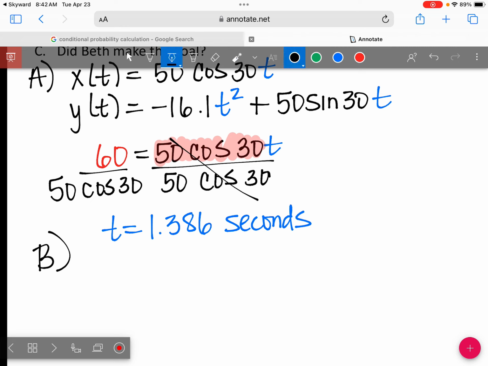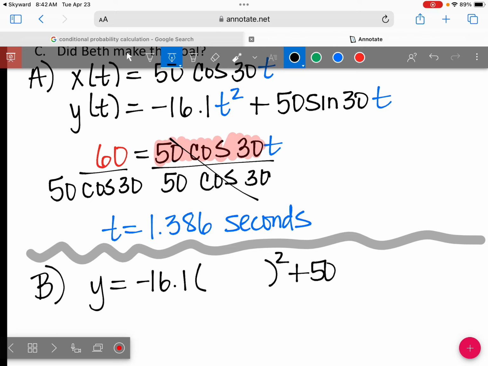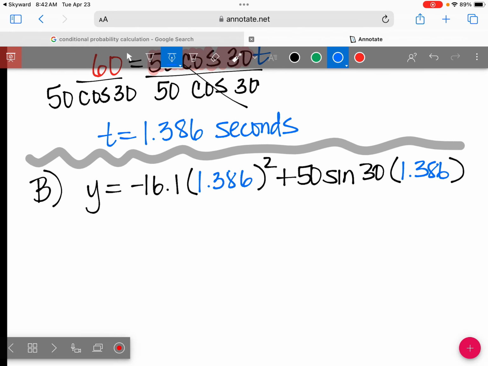So y equals, let me move this down a little bit, so this is part A. Now I'm starting part B. So y equals negative 16.1 t squared plus 50 sine 30 t. And we're going to put that 1.386 in. So you want to type it in just like this. And that would be your answer to part B. Let me go ahead and move that up so everybody can see.